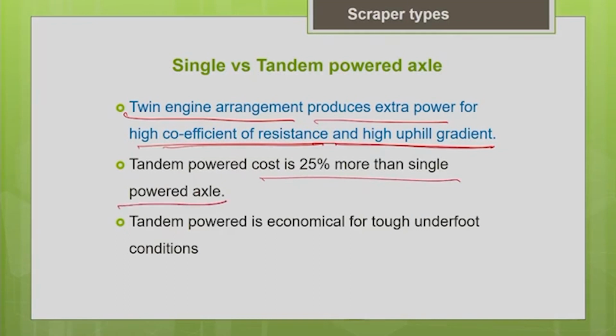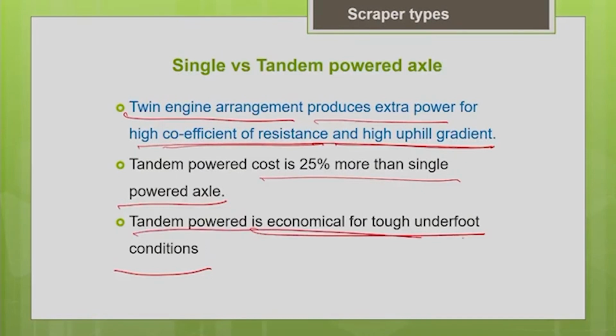But even though the cost is high, it is going to be economical for you for tough underfoot conditions, because in tough underfoot conditions, it can increase the speed of your machine, thereby it increases the productivity and reduces your unit production cost. So, that is why I say tandem power is economical for tough underfoot conditions. Based upon your project conditions, you have to make the right choice of your machine.